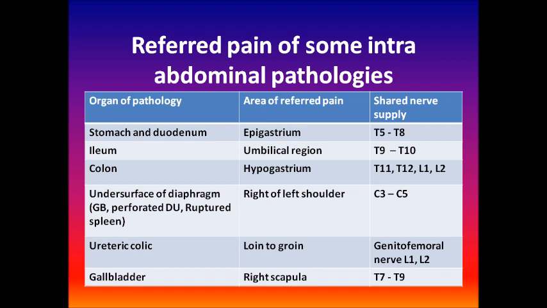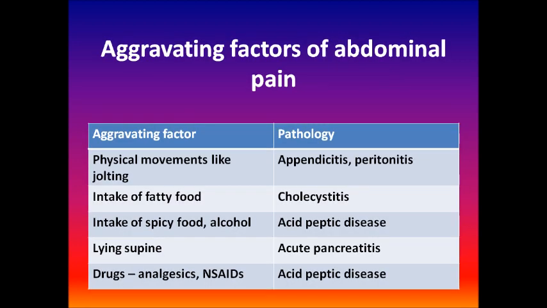There are certain aggravating factors for abdominal pain. The common ones are physical movements like jolting, which cause severity in appendicitis pain and the pain of peritonitis. Intake of fatty food aggravates cholecystic pain. Intake of spicy food and alcohol increases the pain in acid peptic disease. Lying supine causes increased pain in acute pancreatitis. Drugs like analgesics and NSAIDs create increased pain in acid peptic disease.